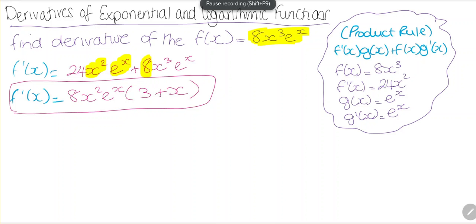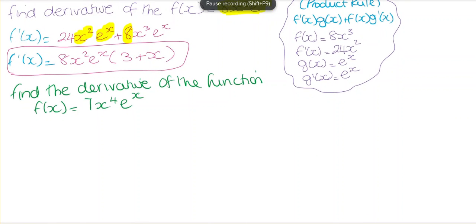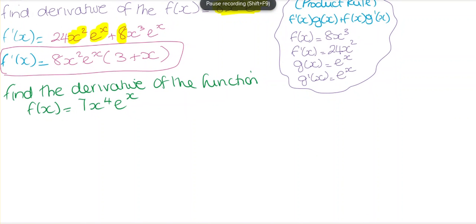So question to try. So find the derivative of the function, and we have f of x is 7x to the 4 e to the x. So take a moment, have a look at this. So remember, this is going to be using the product rule.